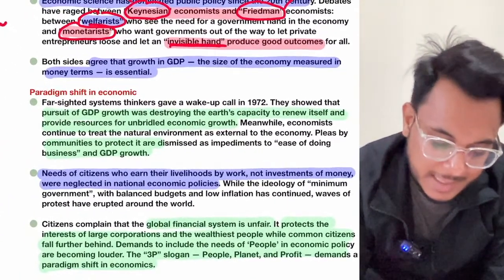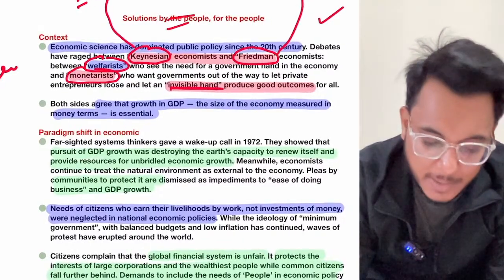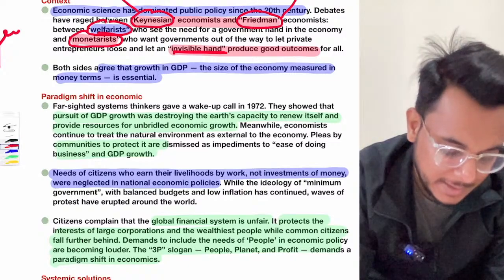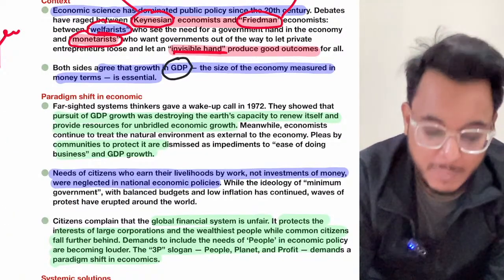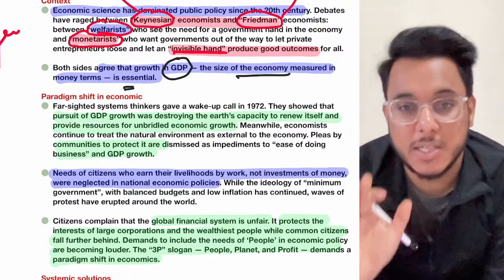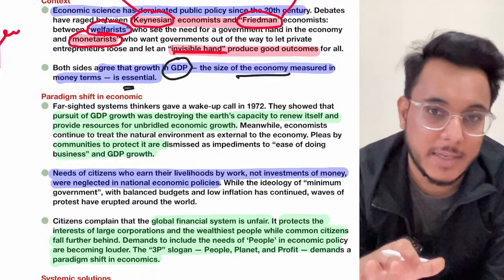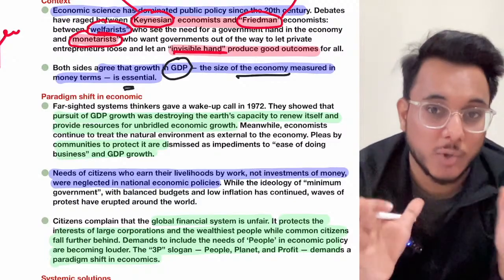Now, basically, it has been provided that both Keynesian and Friedman have a difference as to what should be the role of a government, but at the end, they both agree on one particular thing also, and that is that the growth in GDP or the size of the economy is very much essential. So whatever you do, whether government interferes or doesn't interfere, the most important thing is the size of GDP, whether GDP grows or not.